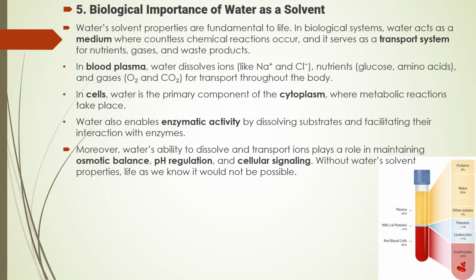Biological importance of water as a solvent. Water's solvent properties are fundamental to life. In biological systems, water acts as a medium where countless chemical reactions occur, and it serves as the transport system for nutrients, gases and waste products. In blood plasma, water dissolves ions like NaCl, nutrients, glucose, amino acids, and gases, oxygen and carbon dioxide, for transport throughout the body. In cells, water is the primary component of the cytoplasm. Water also enables enzymatic activity, while it maintains the osmotic balance, pH regulation, cellular signaling, etc.